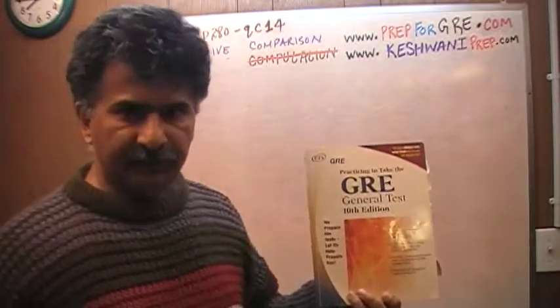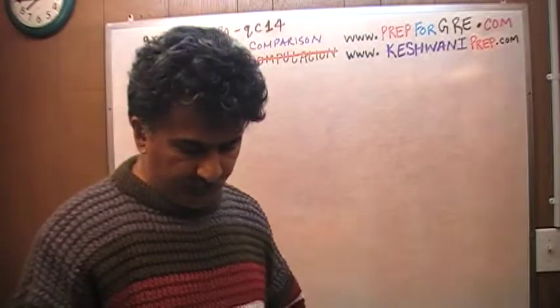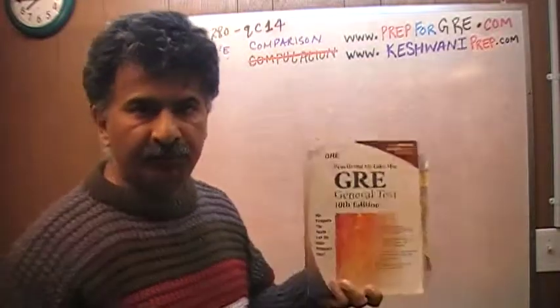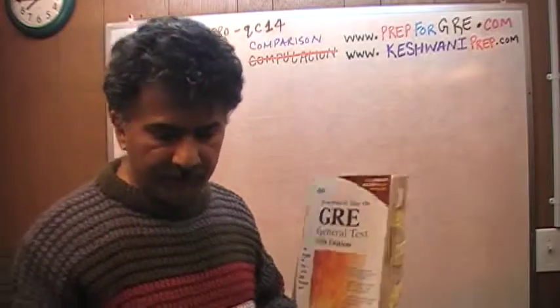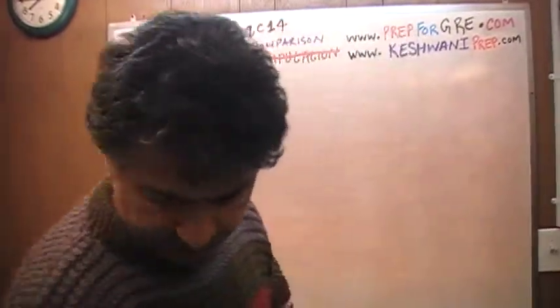I have been solving math problems for GRE out of this book here, practicing to take the GRE General Test, the 10th edition. The problem that I'm about to solve is out of exam number 4. There are 7 exams in this book. I'm on exam number 4, the very last problem of quantitative comparison, number 15.